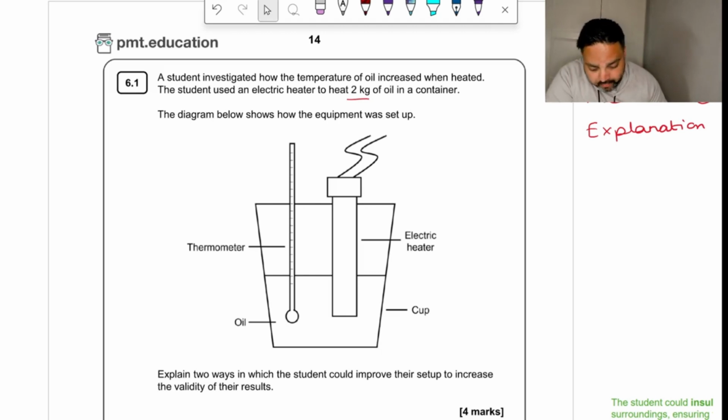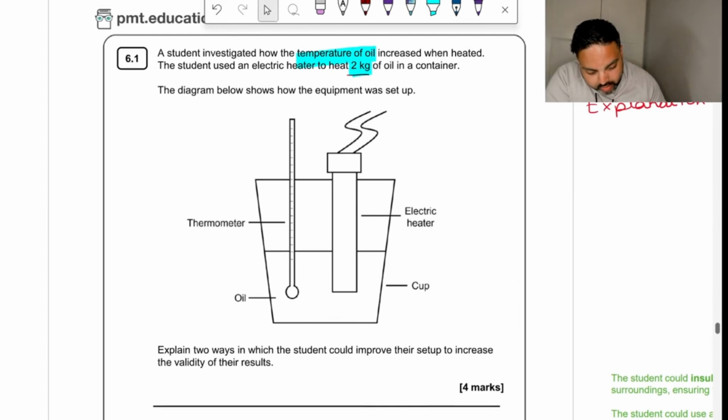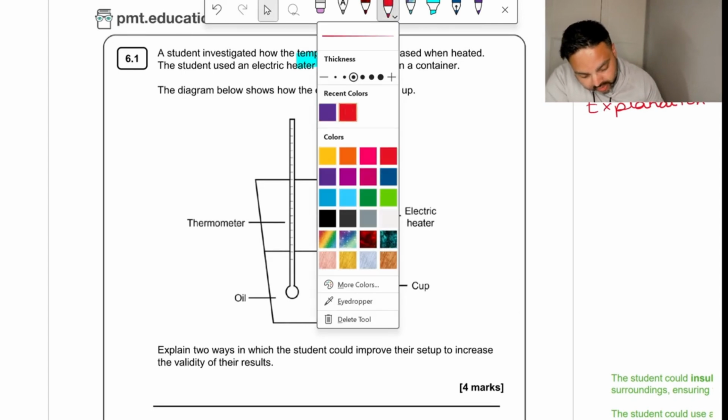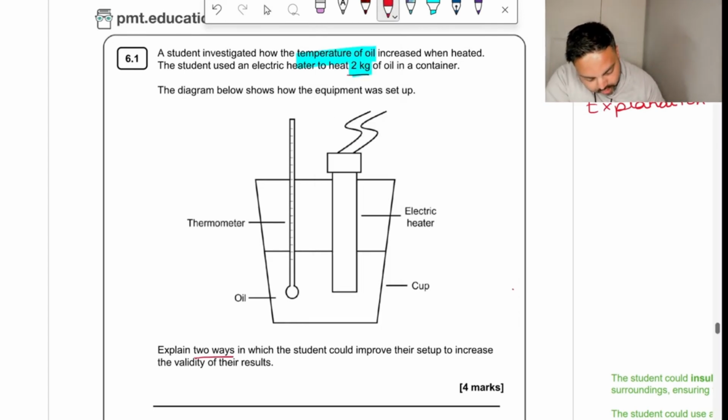So, boys and girls, a student investigated how the temperature of the oil increased when heated. The student used an electric heater to heat 2 kilograms of oil in a container. Remember that, 2 kilograms of oil. The diagram below shows how the equipment was set up. So you get 4 marks in this question, and you have to give 2 ways in which the student could improve their setup.